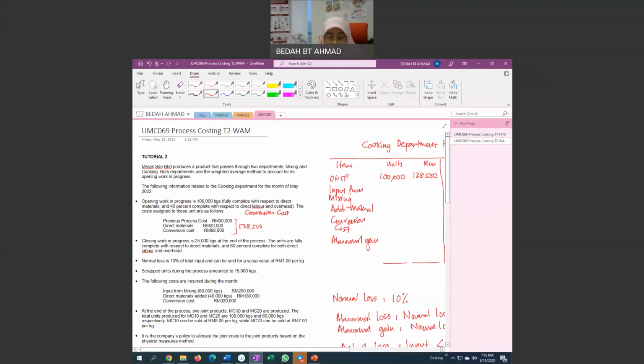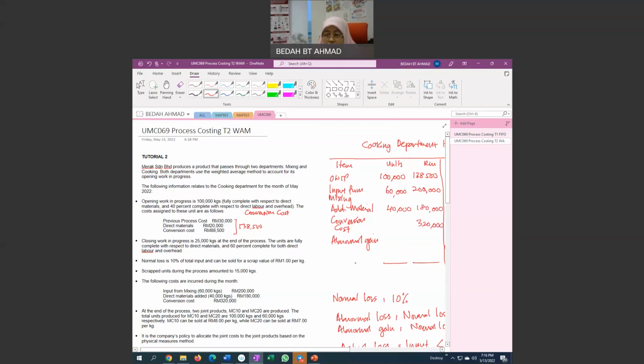Now we record the cost for the current period, which is the cost for the cooking department. Input from the mixing is 60,000 kilograms, equivalent to the cost of 200,000. Then the direct materials added, additional materials of 40,000 kilograms, equivalent to a cost of 180,000. And the conversion cost, which is 320,000.